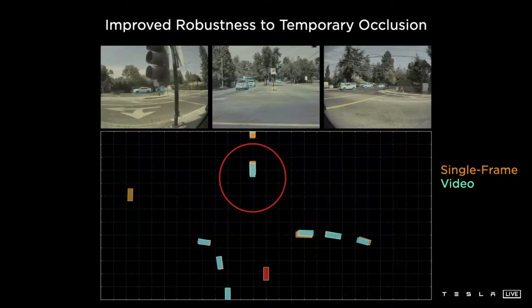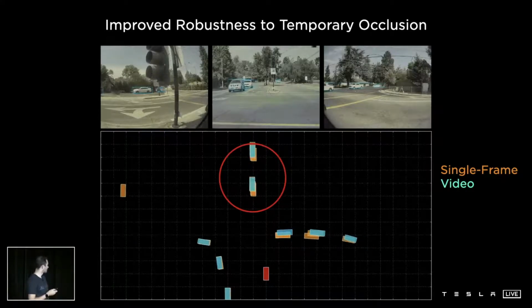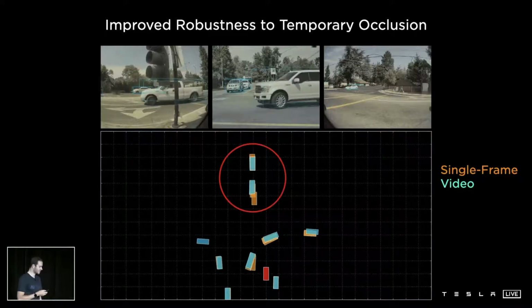The video networks also improved our object detection quite a bit. So in this example, I want to show you a case where there are two cars over there, and one car is going to drive by and occlude them briefly. So look at what's happening with the single frame and the video predictions as the cars pass in front of us. Yeah, so that makes a lot of sense.